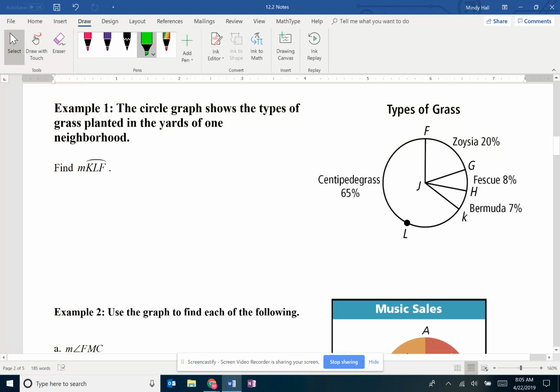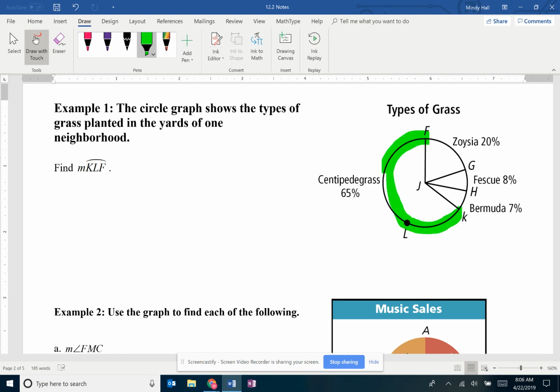With this first one, we have the circle graph that shows the types of grass planted in the yards of one neighborhood, and we want to find the measure of arc KLF. So if we look at it, because it has 3 letters, I know it's going to be a major arc. So from K to L to F, okay, we want to find what is that measure.